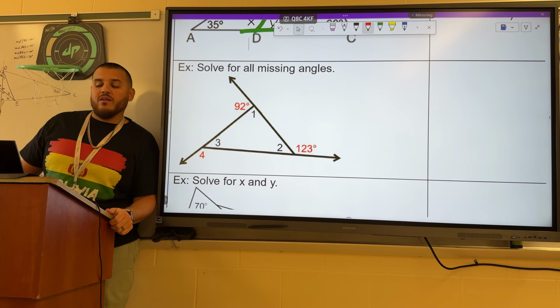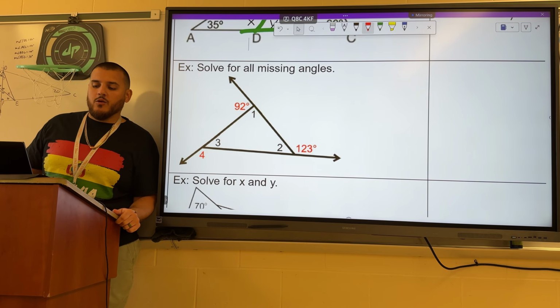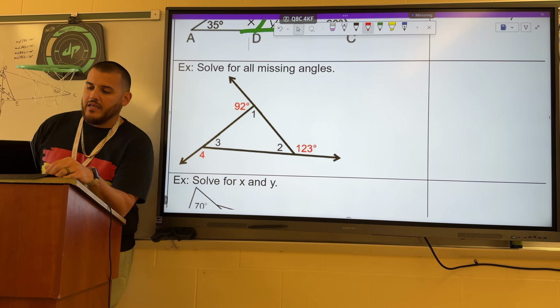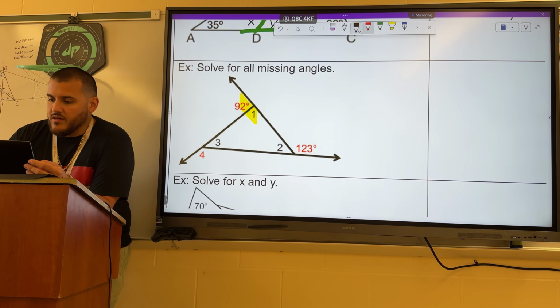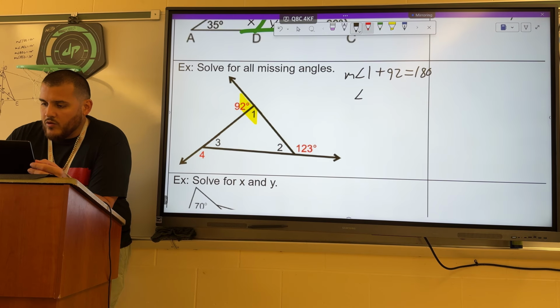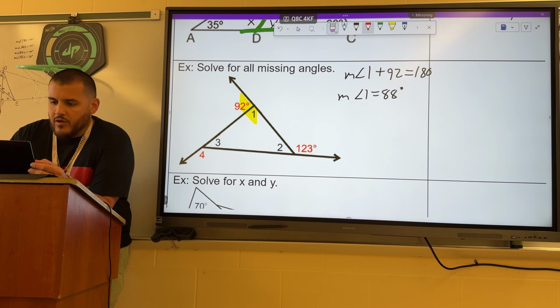In this example, we have a lot of linear pairs that are going to help us to solve for the 4 missing angles involved. For example, 1 and 92 here, those are a linear pair. So the measure of angle 1 plus 92 degrees will have to equal 180 degrees. That would make angle 1 equal 88 degrees. All right, I'm going to go ahead and just add that into my figure here in red, 88 degrees.